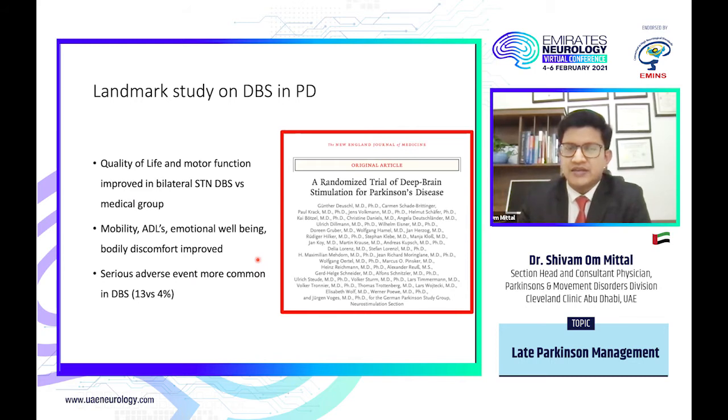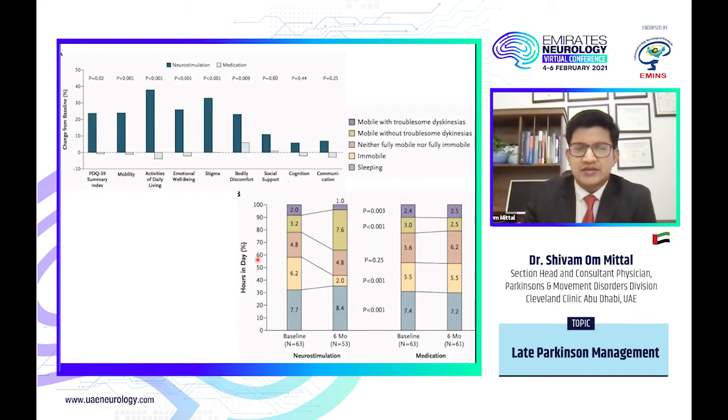And this was a landmark initial study where they found DBS was helpful in Parkinson's disease patients. You can see here in this column that the number of hours of on phase without dyskinesia improved from 3 to 7.6 hours. The sleeping was much better. The immobile state was significantly reduced. So these are some significant changes that the study proved. Also, there are other things like quality of life, emotional well-being, stigma, cognition. These all had a good improvement, but most of the motor symptoms showed a drastic improvement after DBS.